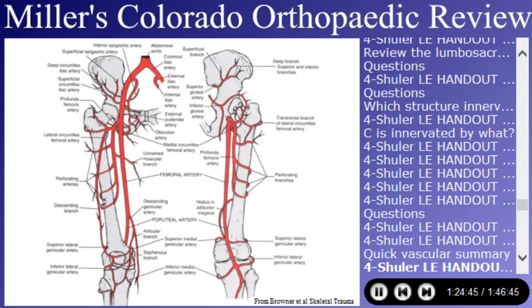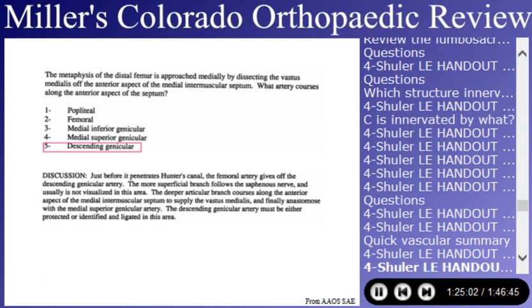One thing that's becoming a key testable item, and I'm not sure why, I think it's just because we haven't paid attention to it, is the descending genicular artery. It should be seen on approaches to the medial aspect of the distal femur. Metastasis of the distal femur, approach medially, right there. Dissect the vastus medialis off the anterior aspect. What artery courses the anterior aspect of the septum? Descending genicular, what we just covered.